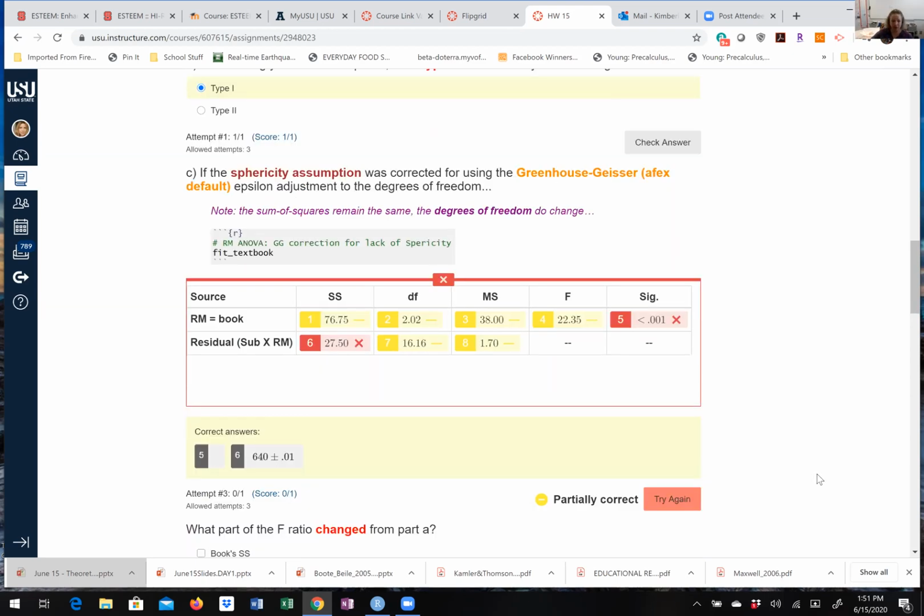Okay, let me go into mine. This is the second one, so this is part C. So which one was it marking wrong? The p-value and then the sum of squares residual. Sum of squared residual, so that's box 6 on mine, and it's saying it should be 640, so I don't know, did I not do it right? Yeah, 640 is not right. It should be 27.5, right? Well, I think so.